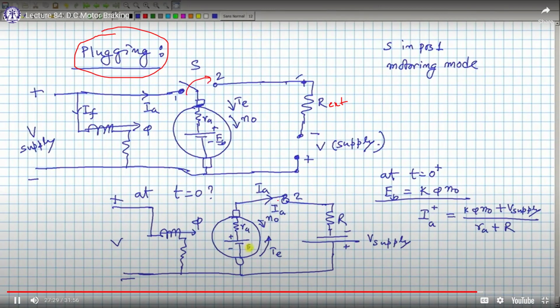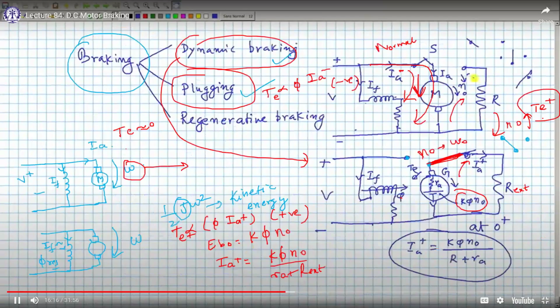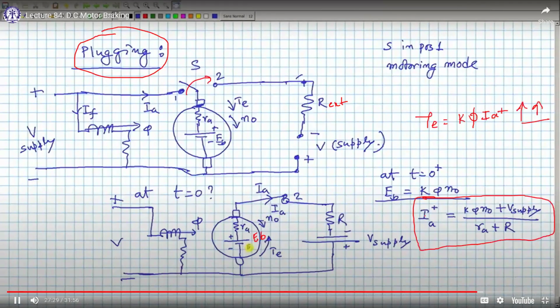Once the switch is closed here, you will see that this back EMF which is generated, EB, gets added up with this V supply. So the magnitude of IA plus is even more, and this electromagnetic torque, which is K phi IA plus, is even higher compared to the previous case. In the previous case, IA plus was nothing but back EMF by R plus RA. But right now, IA plus is back EMF plus V supply, which you are giving for the braking action, divided by RA plus R.